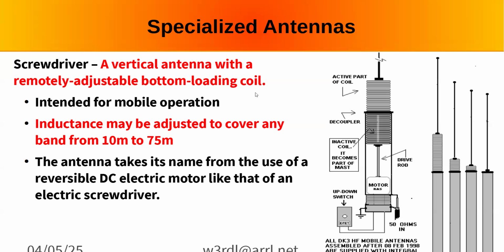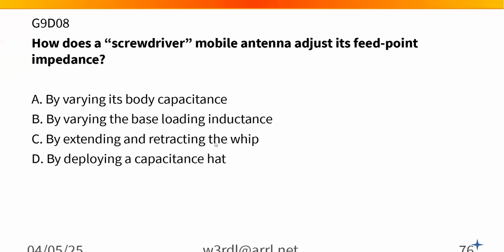But apparently they're very good for mobile operation for HF. You can mount it on the back. So, how does the screwdriver mobile antenna adjust its feed point impedance?